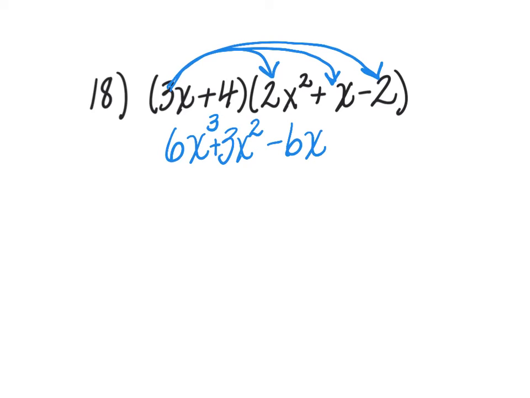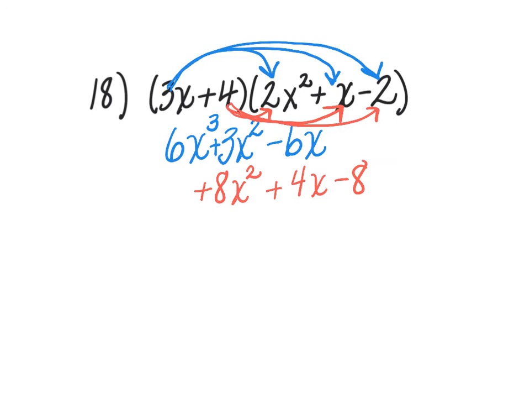All right, now we'll distribute the 4. 4 times 2x squared is going to be 8x squared, and that's a positive 8x squared. And then we have 4 times x, that'll be a positive 4x. And then 4 times negative 2 is negative 8.